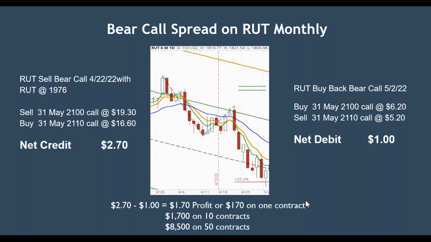So start with a journal. Why did you get in? Why did you get out? Go small, start small. But this one contract here on the RUT that we had for 7 days paid for multiple months of my membership. A lot of people trade 10 contracts, and some go as high as 50. You can see how profitable this very conservative trade can be.